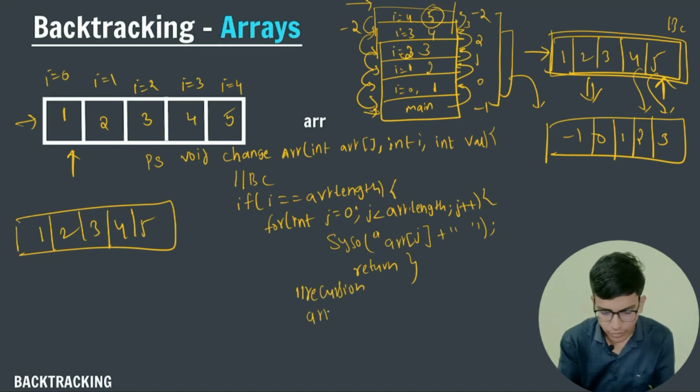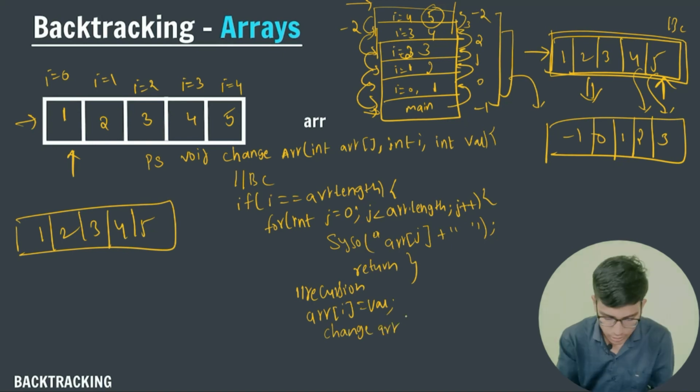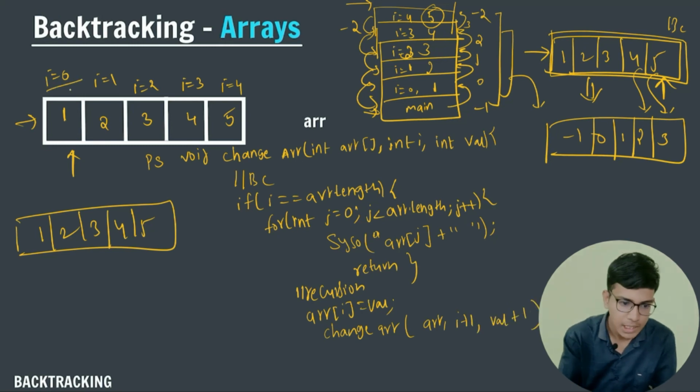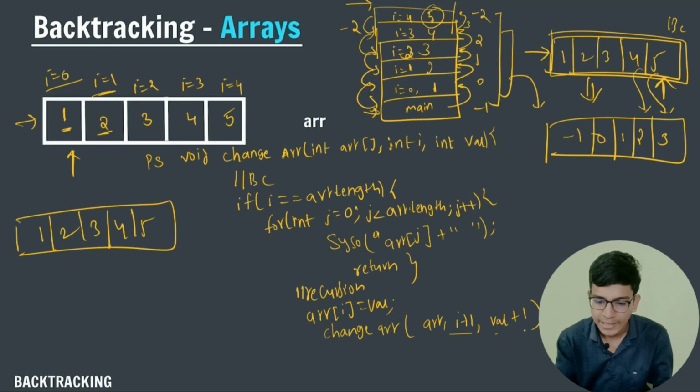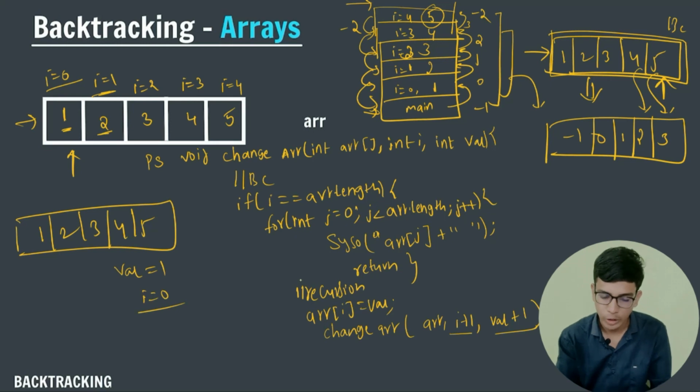First of all, I am assigning arr of i equals value. After that, I am calling the change function, passing my array, i plus 1 as the next index, and value plus 1. You can see that initially when i is equal to 2, my value is 1. When i is equal to 1, my value is 2. So I am increasing the index, and after that I am increasing the value. Here value is 1. Initially i is equal to 0 and the array is empty initially.